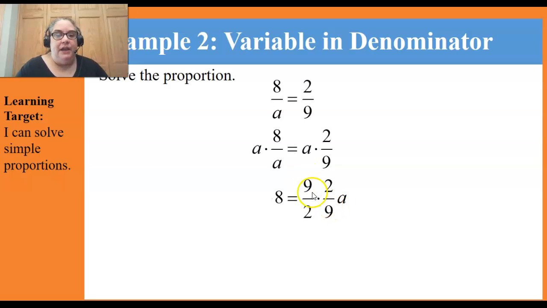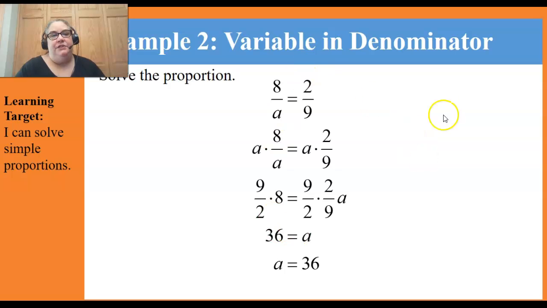So that's going to be my goal. I'm going to multiply by the reciprocal of 2/9, and what you do to the right-hand side, you have to do to the left-hand side, so that means I'm multiplying both sides by 9/2. Then when we simplify, again, I can use a calculator, or I can say, 9 times 8 is 72, 72 divided by 2 is 36, and then, like we said, 9/2 times 2/9 is a. And again, I'm just going to rewrite it so that my variable is on the left. So a equals 36.